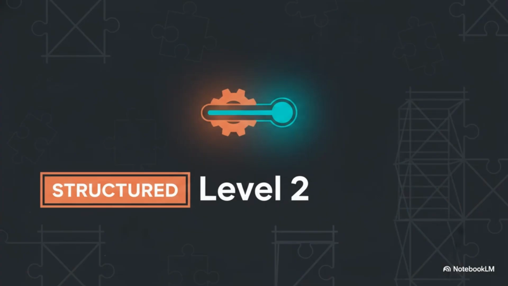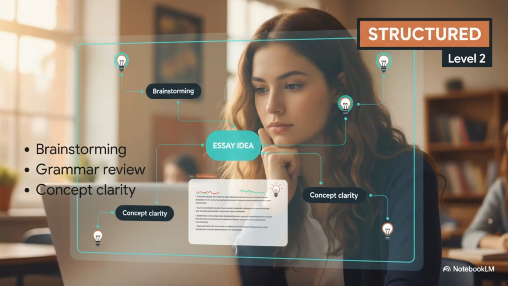Now, Level 2 steps it up. This level allows for limited, highly structured support using AI. It acts as a digital co-pilot for brainstorming or grammar checks, but it never generates those final answers.